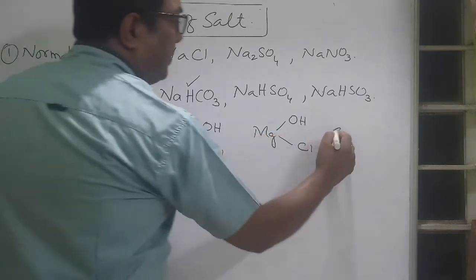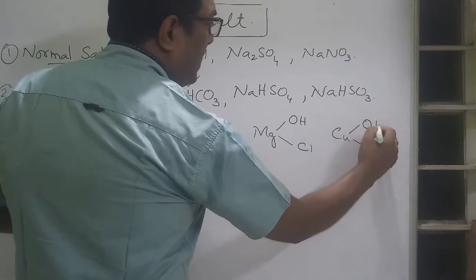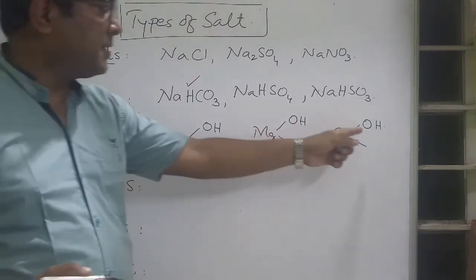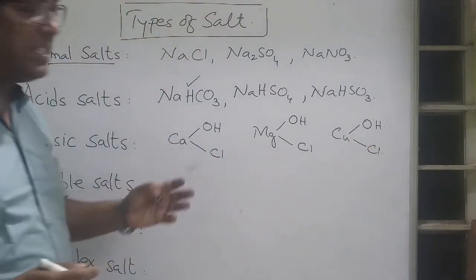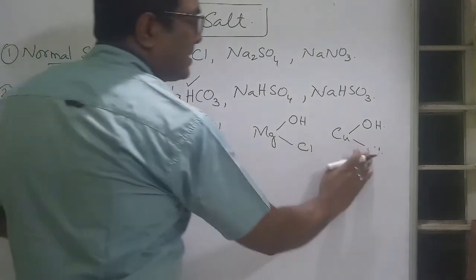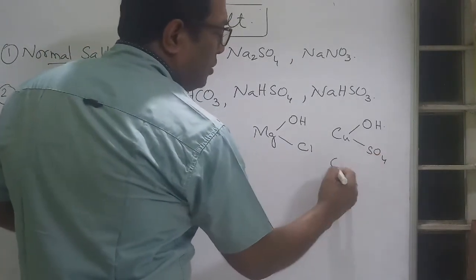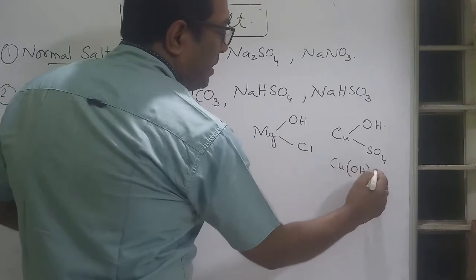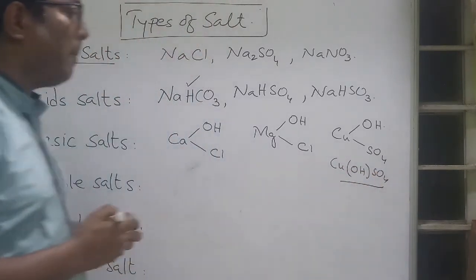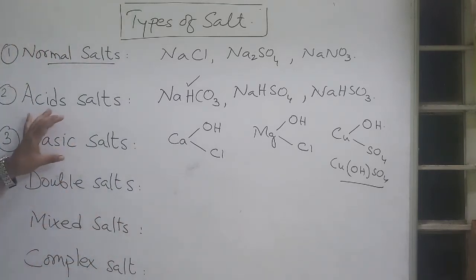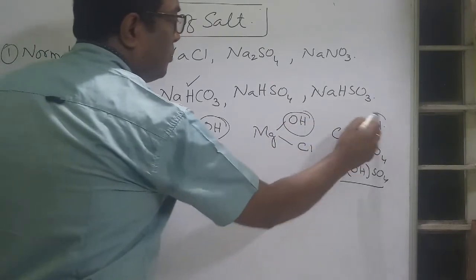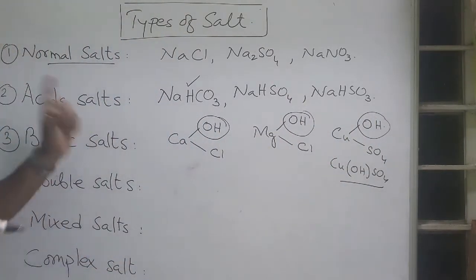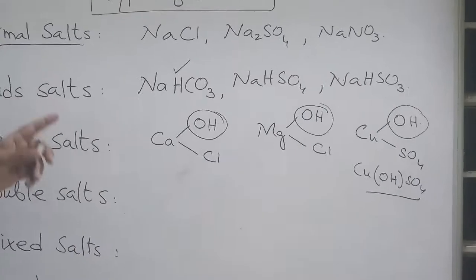If I take copper, it has got two hands. If one hand is replaced with OH, the other hand is replaced by Cl. This is what we call basic copper chloride. If I use sulfate, basic copper sulfate. How do you write it? CuOHSO4. So this is basic copper sulfate. In this way, we discriminate the acid salt and normal salt from the basic salt. So basic salt has the presence of the OH group. It's a must. All basic salt has the OH group attached to the metal atom.